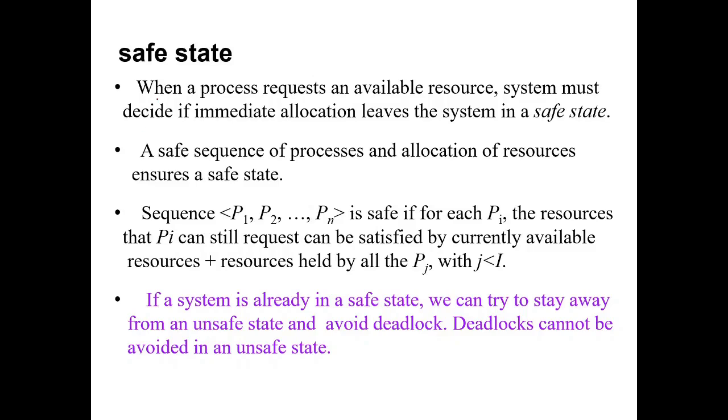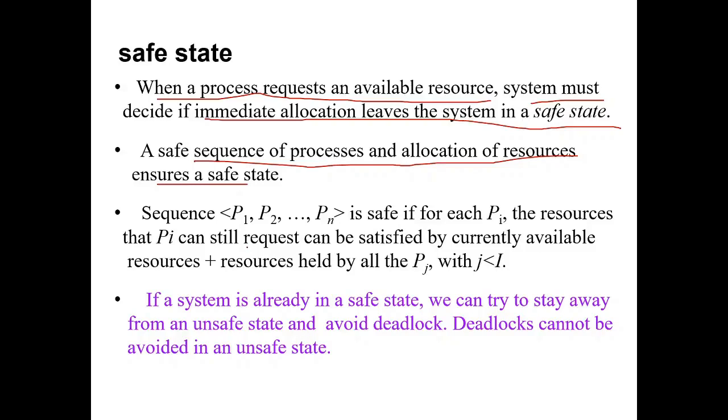Definition of safe state: when a process requests an available resource, the system must decide if immediate allocation leaves the system in a safe state. So if you give the resource to that particular process which is requesting, does your system still remain in a safe state or an unsafe state? That will be decided. A safe sequence of processes and allocation of resources ensures a safe state. If a system is already in a safe state, we can try to stay away from an unsafe state and avoid deadlock. Deadlocks cannot be avoided in an unsafe state.